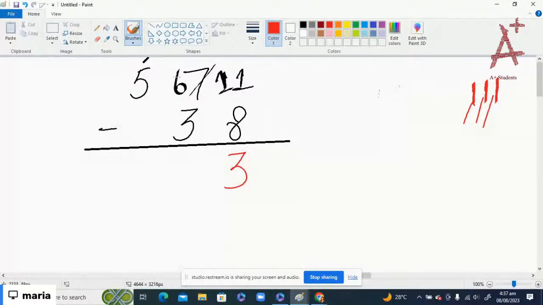Here is 6. Because there is 7, we borrow from this 7, then this 7 becomes 6. 6 minus 3. Draw 6 lines. Remove 3 lines. Okay. How much left? 1, 2, 3. Same amount. And this 5, same as it is. Okay. So here is the answer, 533.